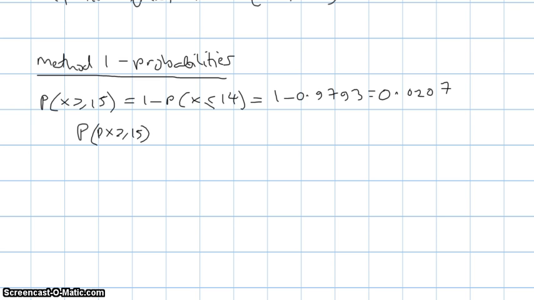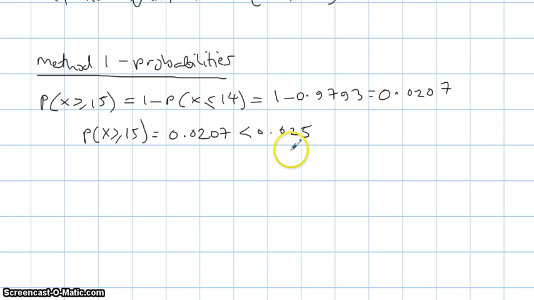Maybe a mistake there, let's do that again. The probability x is greater than or equal to 15 gives us 0.0207, which is less than 0.025.